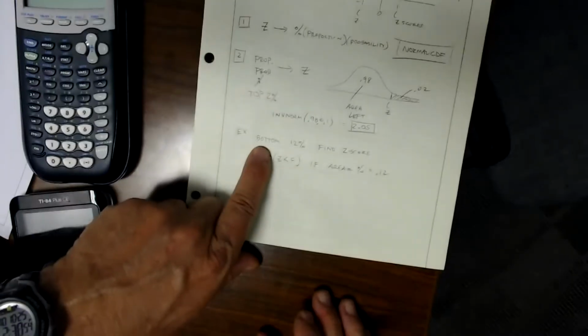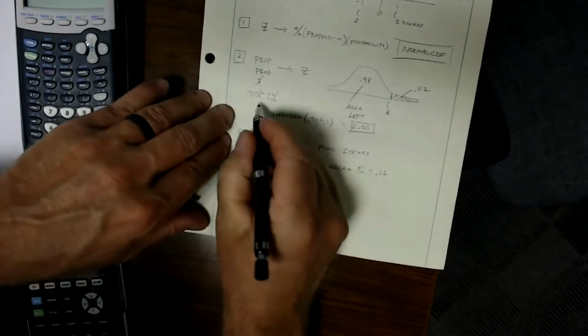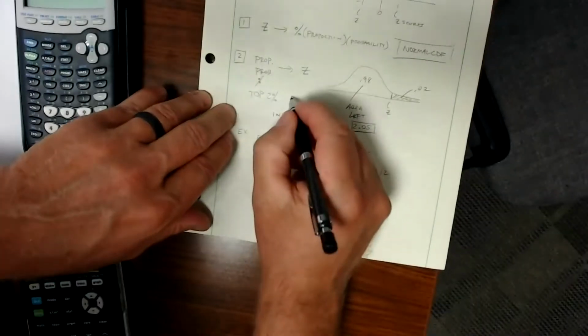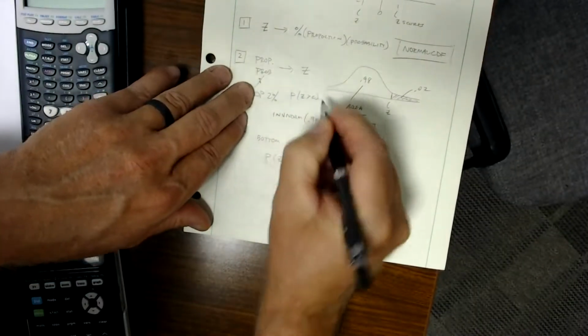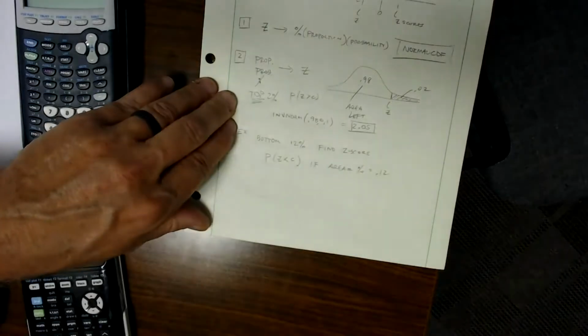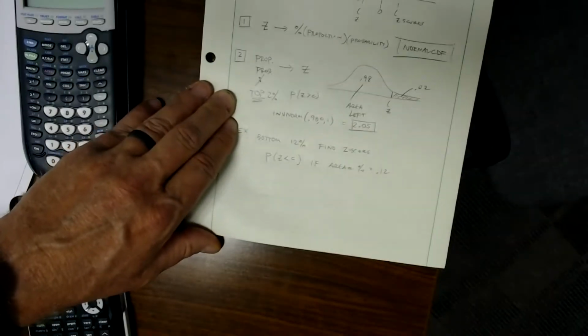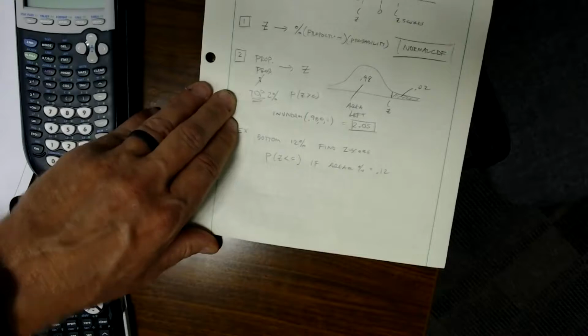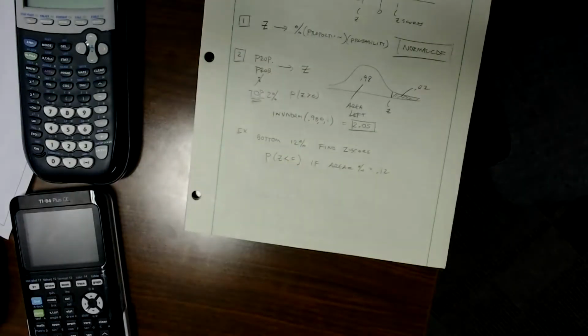Notice I said bottom 12%. That's why I said Z is less than C. Up here, because it's top 2%, it would have been the probability that Z is greater than some C, because that's what top would be indicating, is above that. So again, that could look confusing in My Open Math, but not if you understand what it's asking. So what Z-score would represent the bottom 12%?